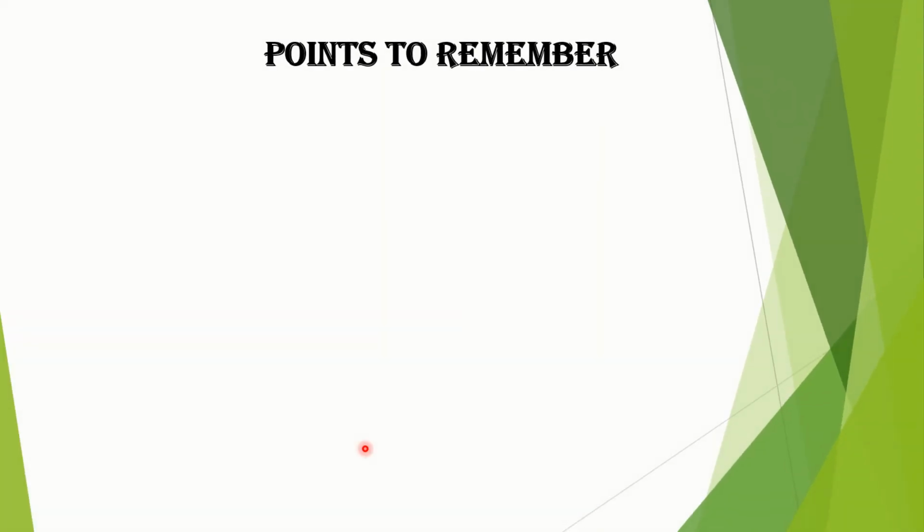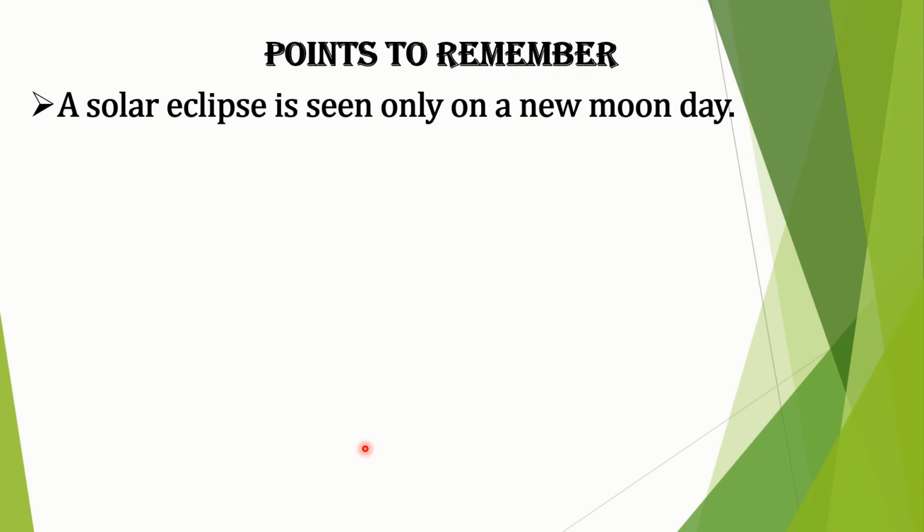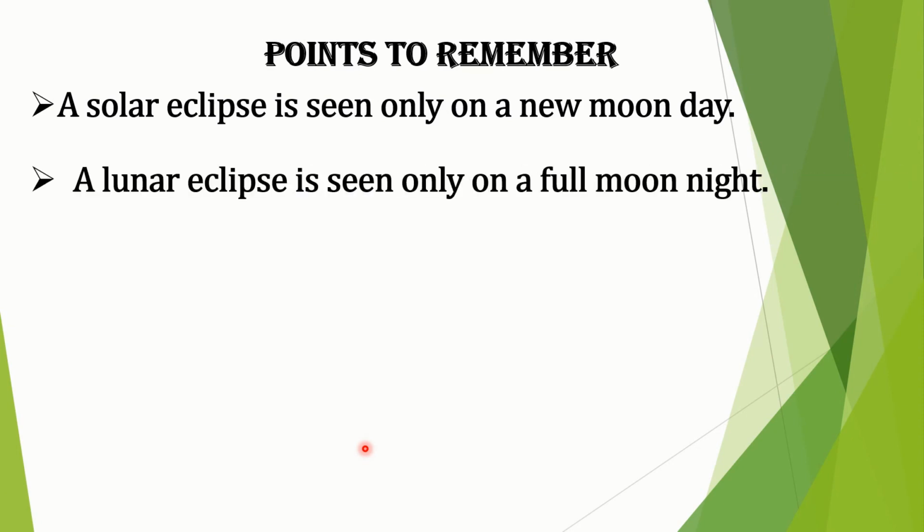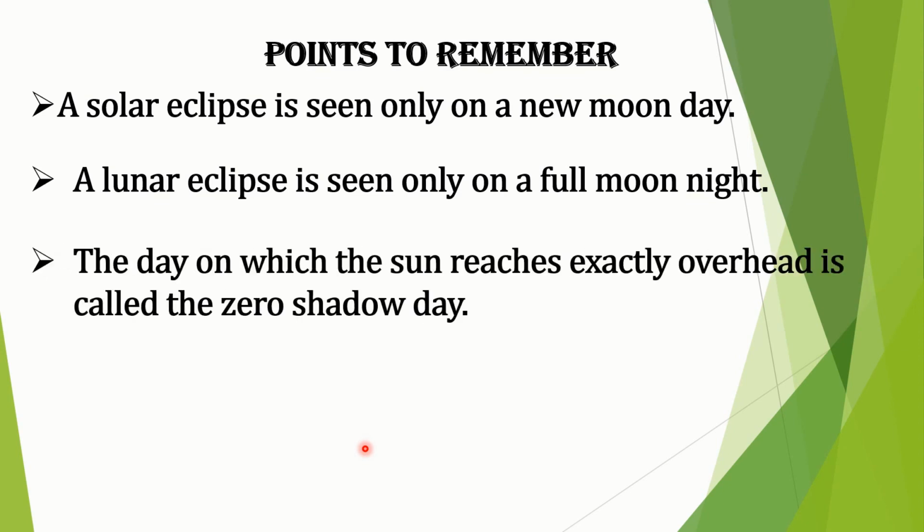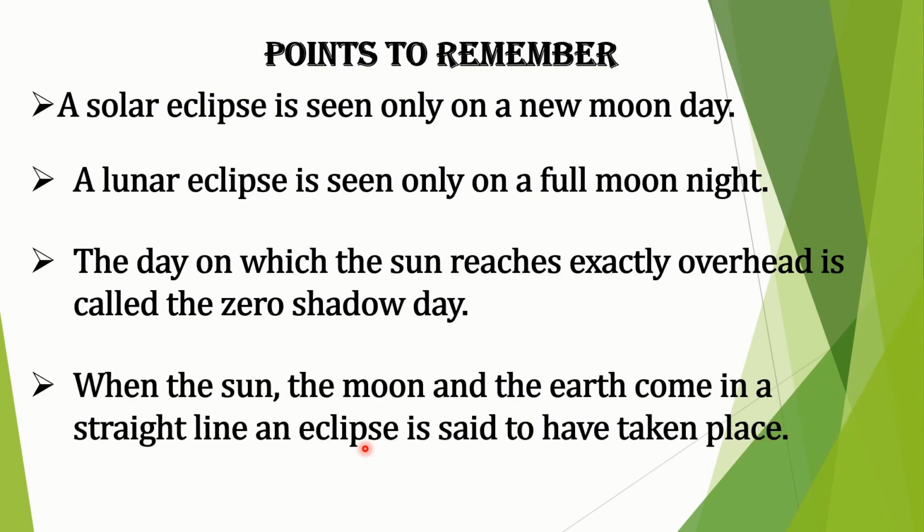Now, let us see points to remember. Students, a solar eclipse is seen only on a new moon day. A lunar eclipse is seen only on a full moon night. The day on which the sun reaches exactly overhead is called the zero shadow day. When the sun, the moon and the earth come in a straight line, an eclipse is said to have taken place.